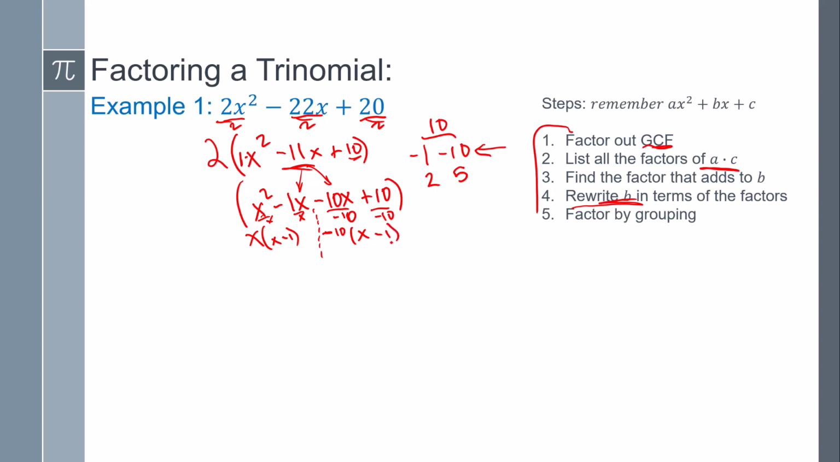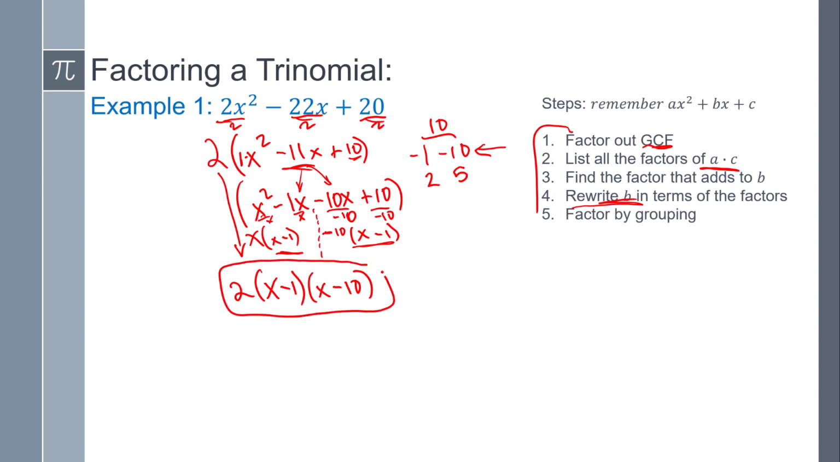Now, you know you did it correctly if these are the same. Because now what's in common between those two terms? x minus 1. So you can factor out the x minus 1, and you'll be left with x minus 10. And then we can't forget to bring down that 2.